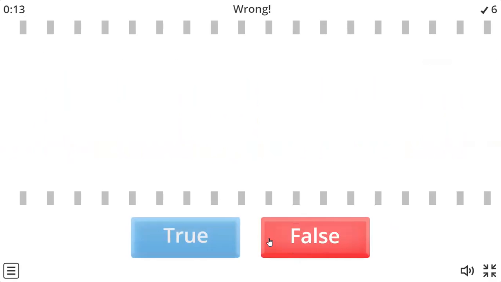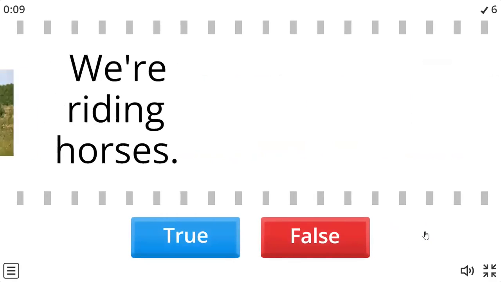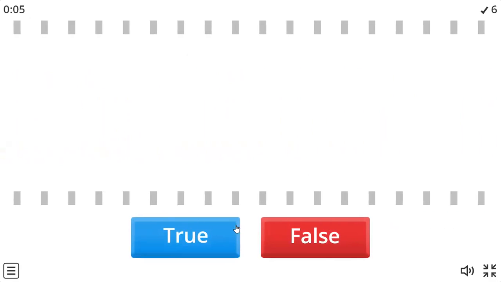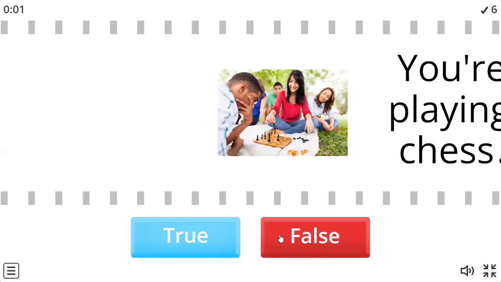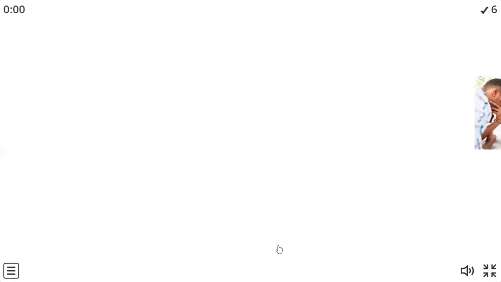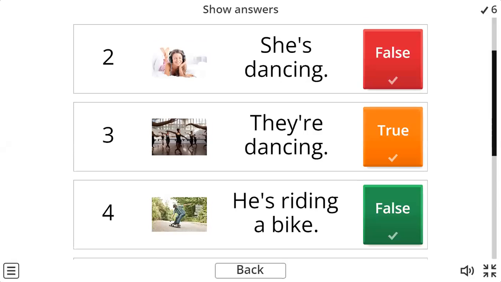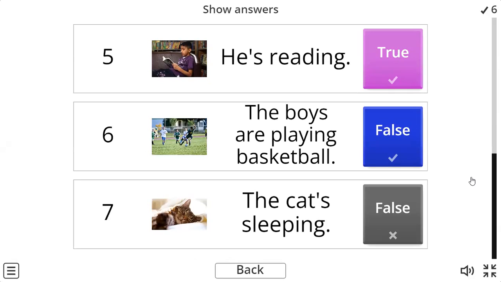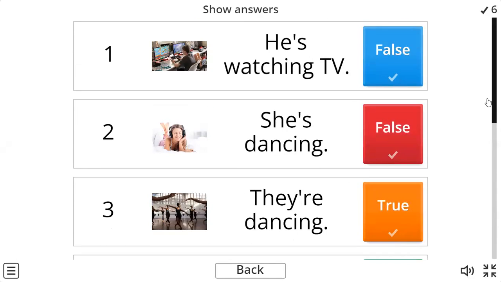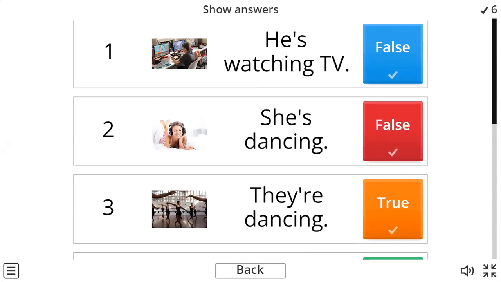Oh my goodness! Is it okay? I don't know what happened. Let's check later. We're riding horses. Too fast, too fast. Let's see the answers. Don't worry. Okay, so we got one incorrect. It's not here, that's weird. It appears the cat's sleeping and it's false. It's false? Oh, it's true, right? Because he's sleeping. Well, anyway, it doesn't appear about the teacher, because the sentence was about the teacher. But anyway, don't worry. As you can see here, we have some sentences.